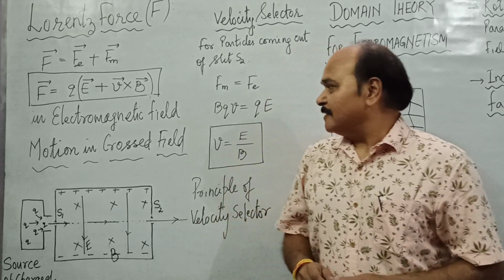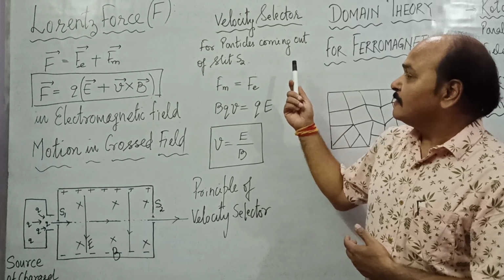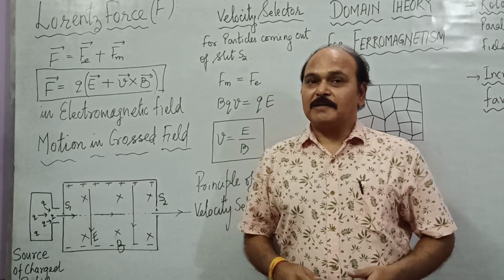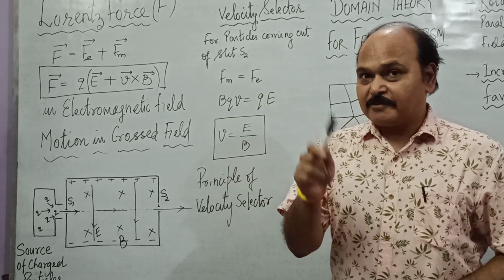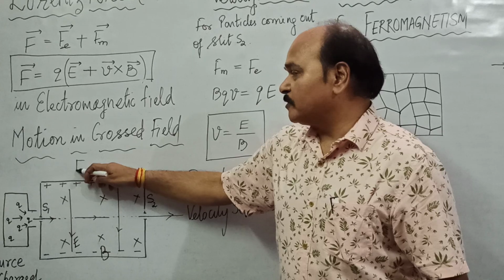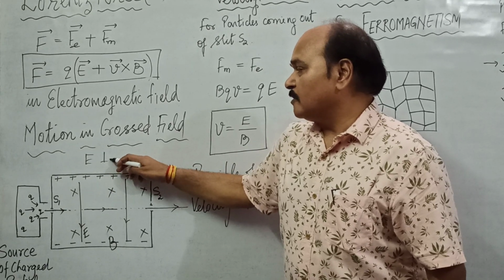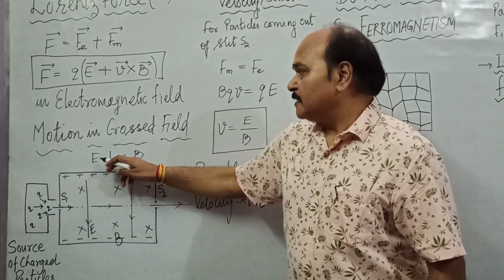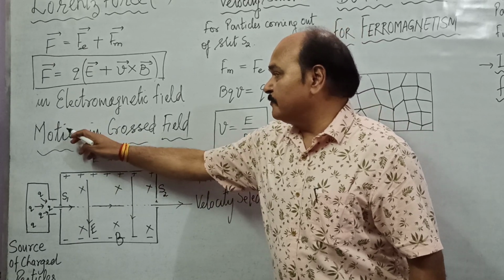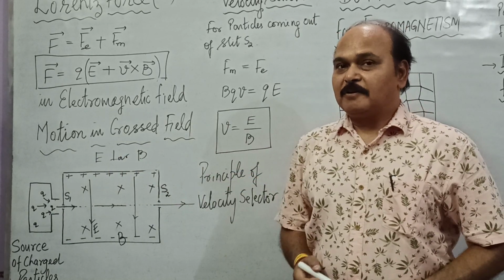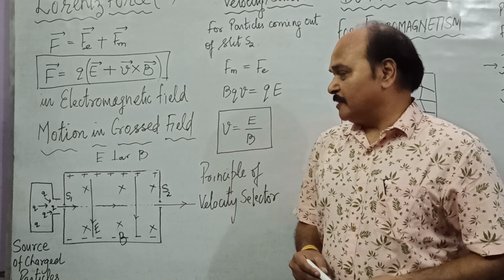Well, let us study one of its applications, and that application is in a cross field. What is a cross field? A cross field is an electromagnetic field where electric field and magnetic field both are present and they are what? Perpendicular to each other. So a cross field is a field where we have electric field as well as magnetic field and both are perpendicular to each other.